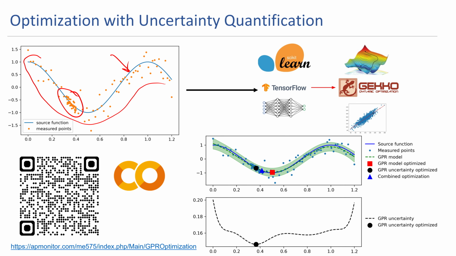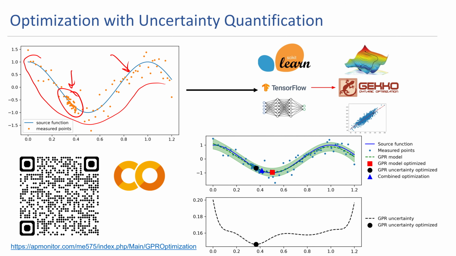Let's say we want to develop a model from this and be able to optimize to find the minimum. That might be a minimum cost or other type of parameter that's important to us to be able to optimize. So we're going to develop a Gaussian process regression model that is shown here with this green dashed line. That's going to be the expected value from the GPR model. But with that, we also get a measure of uncertainty.